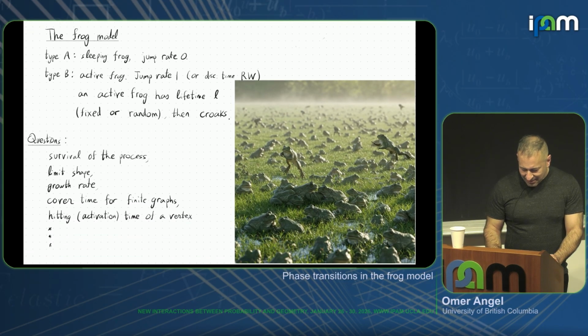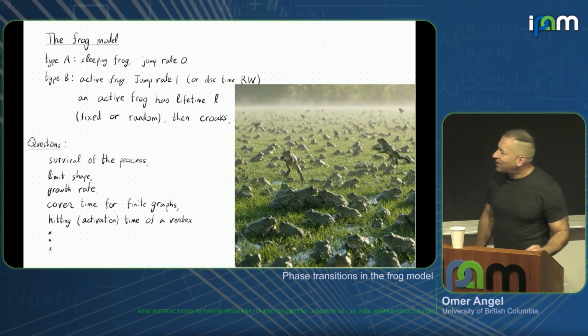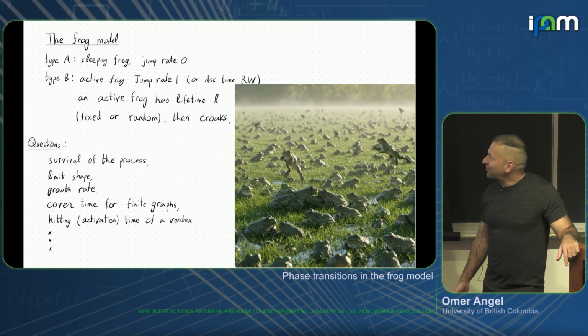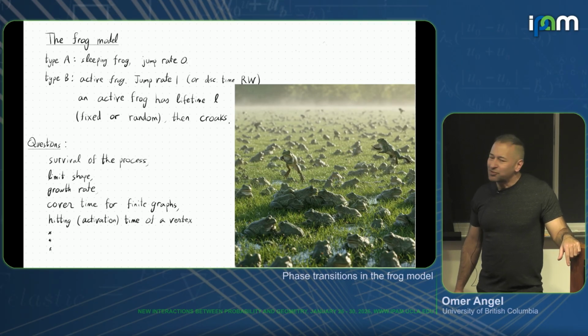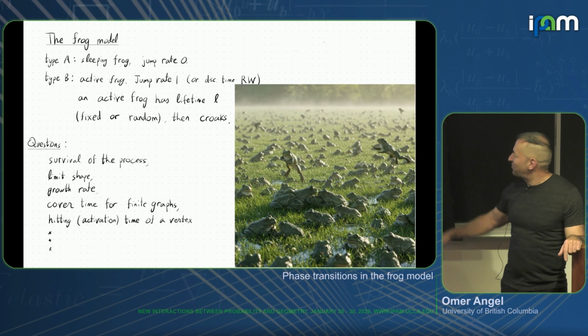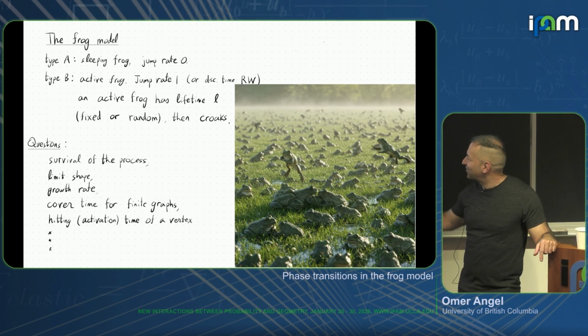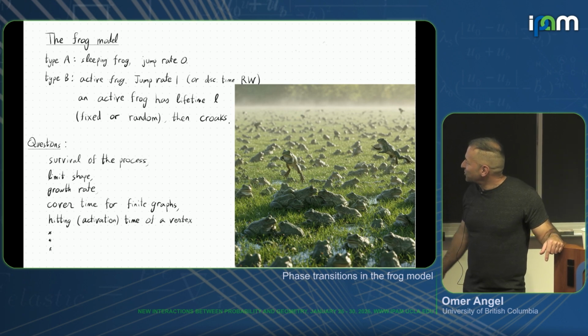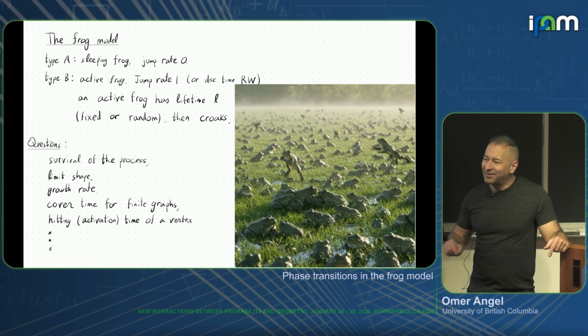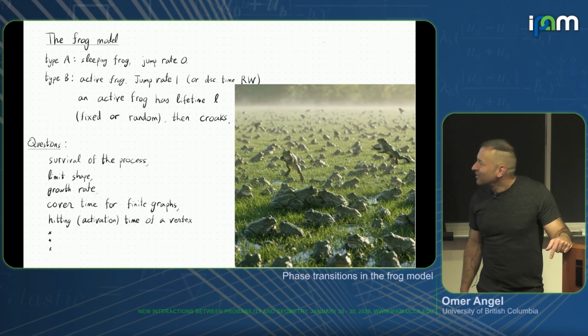The frog model is a special case of this. The particles of type A are sleeping frogs. We start with a Poisson process of sleeping frogs, shown here on this field. Most of them are asleep, and the sleeping frogs don't move at all, so the jump rate from them is 0. And then we have the active frogs, which have jump rate 1.